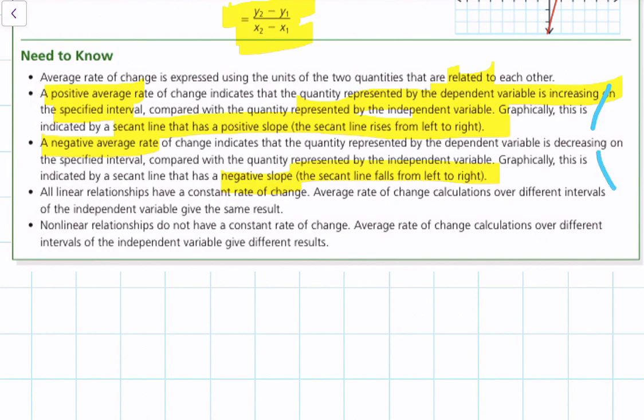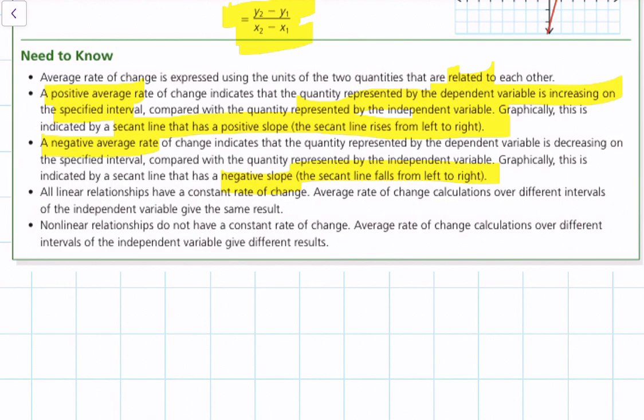From left to right. Okay. And then all linear relationships have a constant rate of change. So this means that your rise over run, or your slope value, is always the same throughout this entire function. Whereas if you have a nonlinear function, then your slope will change throughout.